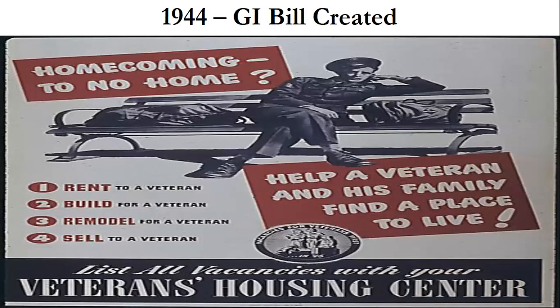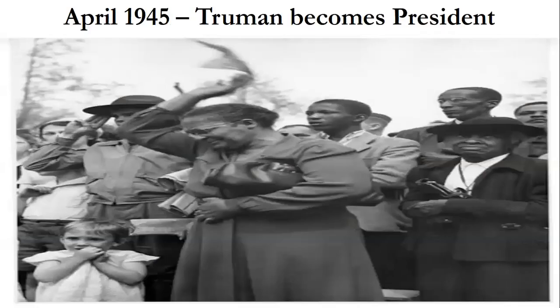1944, we create the GI Bill, which really sets up post-World War II society, which is that we're going to take care of veterans when they get home. We're going to help them get houses. We're going to help them to get college educated. So you're going to have a mass increase in the amount of people who have houses and college educated.